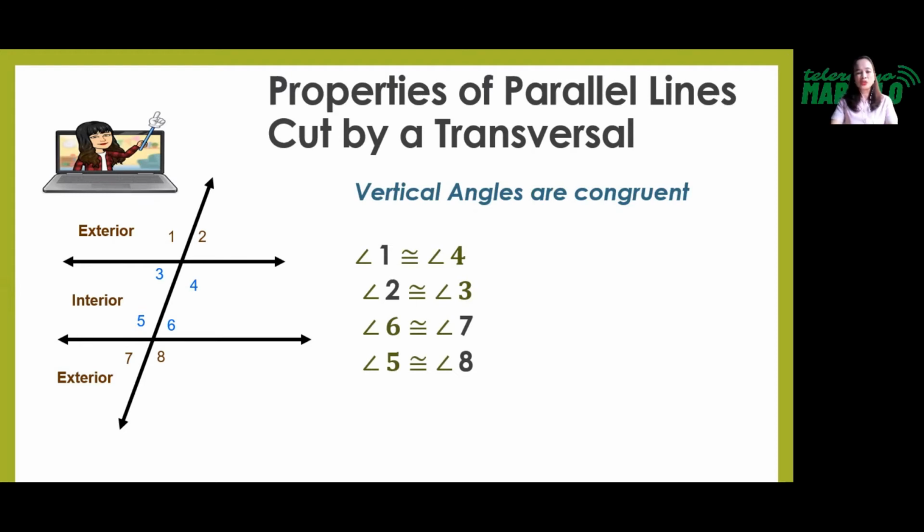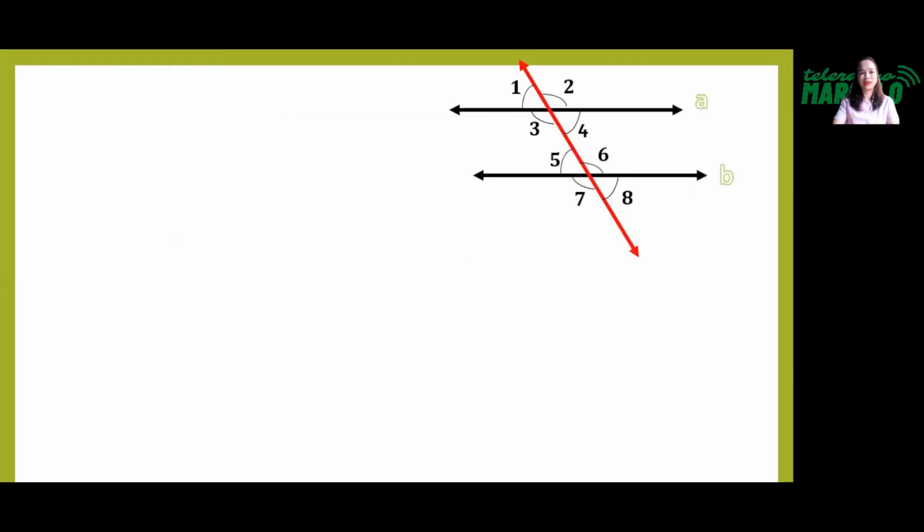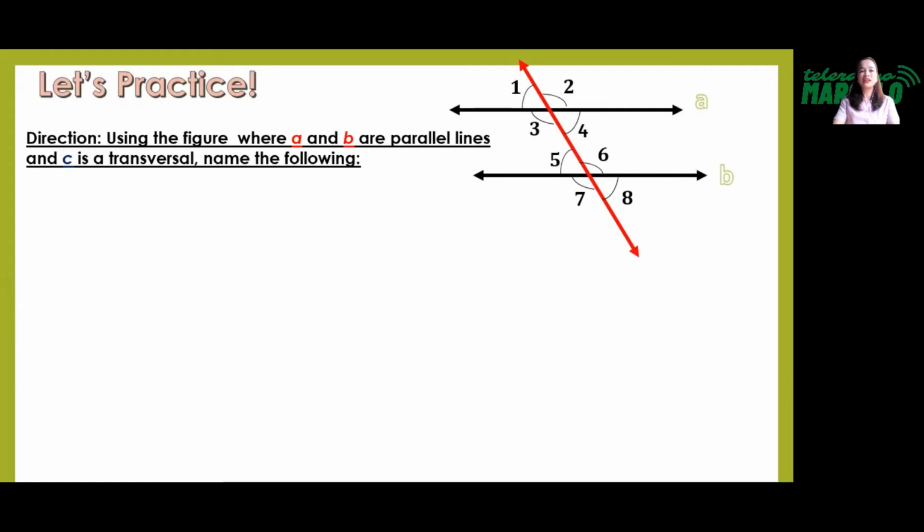Okay. So now that we have completed all the vital concepts in our topic, it is about time to practice what you have learned. So let's practice. From the direction, using the figure where A and B are parallel lines and C is a transversal line, name the following. So take a good look at the figure, guys, to answer what is required.